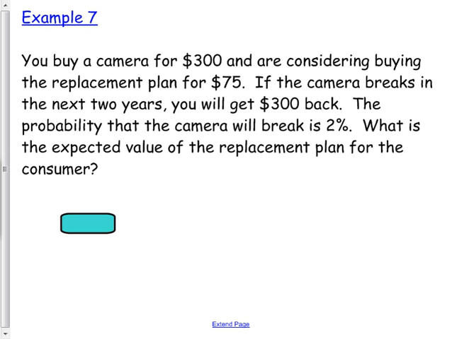I want to skip to one last one. I want you to find example 7, because this is on the test a fair amount. We usually put it on quizzes and tests, and it has to do with replacement plans that you can buy at the store. We can figure out what their fair value is.